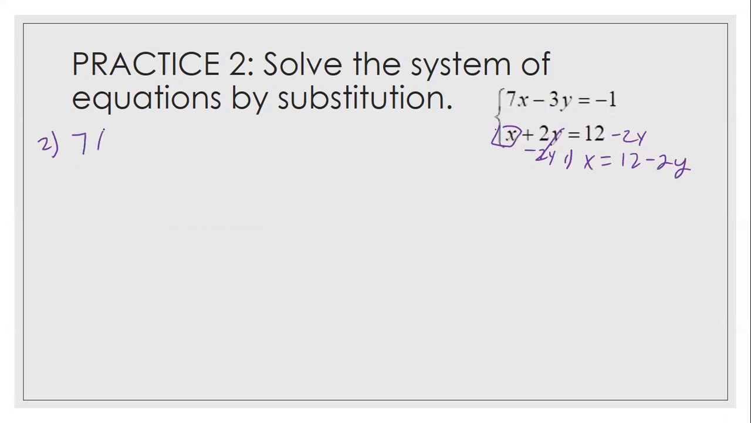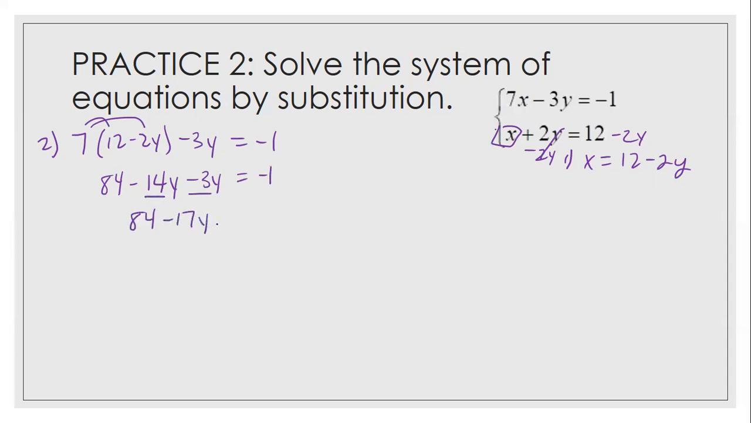Step 2 is I'm going to plug that into the other equation. So I have 7 times 12 minus 2y minus 3y equals negative 1. Distribute. I get 84 minus 14y minus 3y equals negative 1. Combine like terms, I get 84 minus 17y equals negative 1. Isolate the variable, subtract 84, and I'm left with negative 17y equals negative 85. Divide by negative 17, and you get y equals 5.